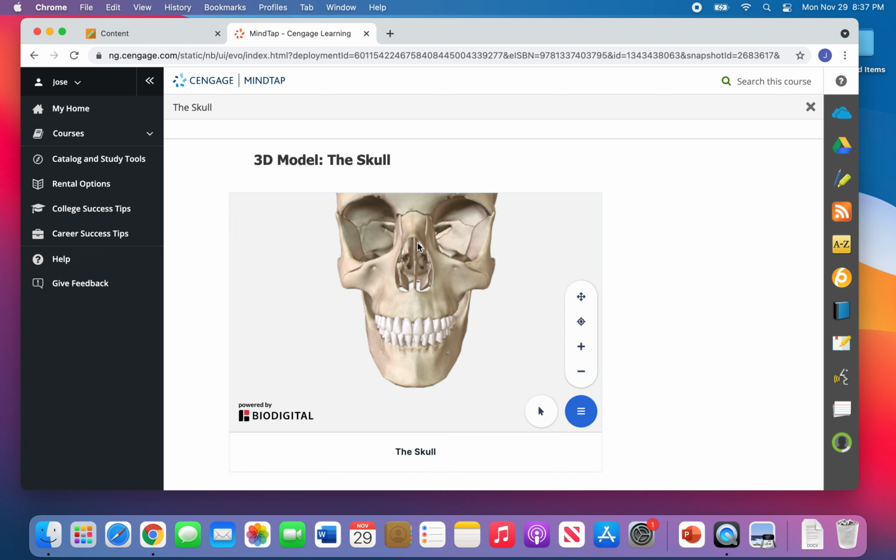And the next facial bone that we'll be looking at is the nasal conchae, located right here. The right nasal conchae and the left nasal conchae. And then we'll look at the lacrimal bones located right here.